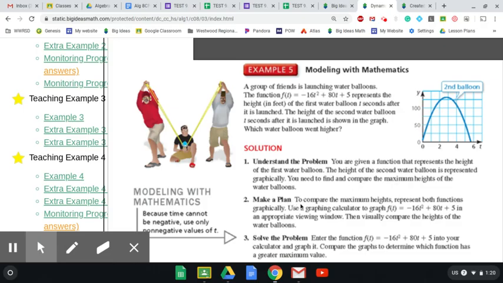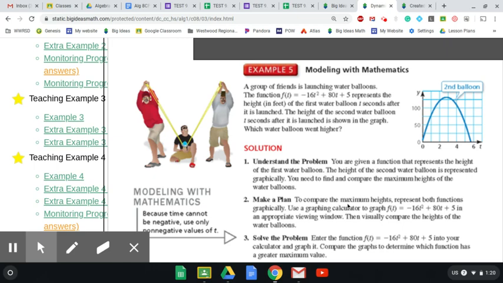So one way we can do this is we can compare the maximum heights by representing both functions graphically. We can use a graphing calculator to graph the equation of the first function in the appropriate viewing window, which means I would have to change the window so I can see the entire parabola. Then we can visually compare the heights of the balloons. You don't have to do it this way. We could do it another way. If you're not sure how to change the window, I can show you that in the next video.